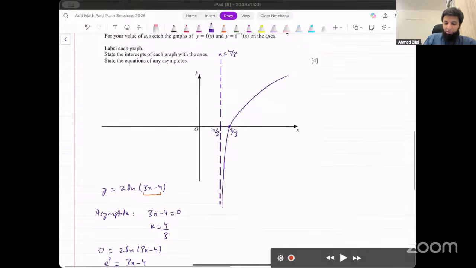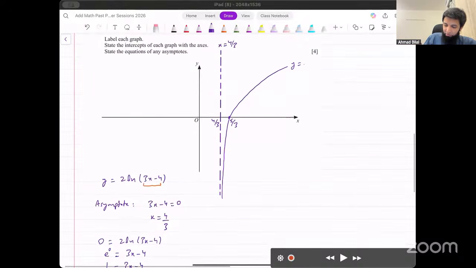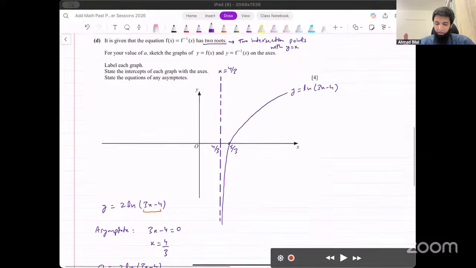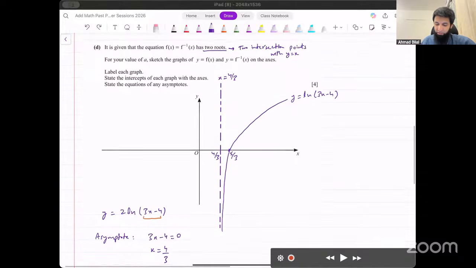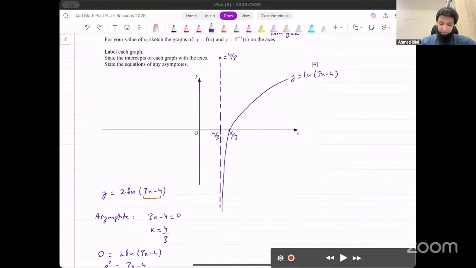That's one graph. You have to label that graph: y equals ln of 3x minus 4. Now, whenever you draw the graph of a function and its inverse, you always draw the y equals x line as well, because it's supposed to be a reflection in that line. We also have to keep this in mind: they told us it has two roots, so there should be 2 points of intersection with the line y equals x. I'll just change the graph slightly on this side, so it intersects at 2 points.